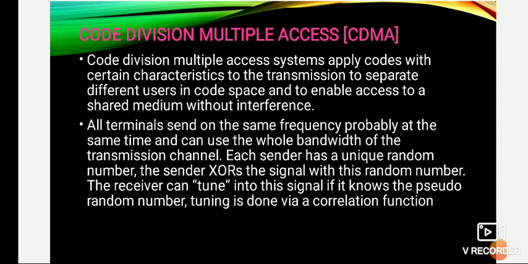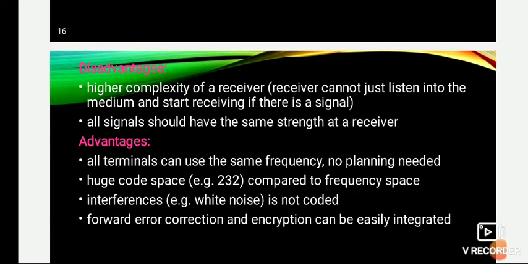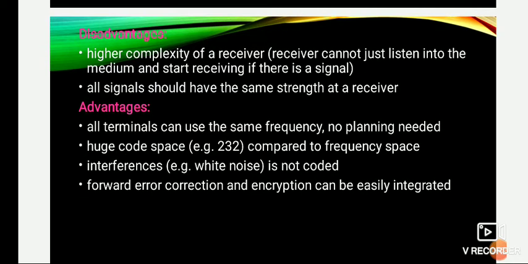The sender spreads the signal with the random number. So the receiver can tune its signal if it knows the pseudo random number. Tuning is done via a correlation function. The disadvantage here is higher complexity of the receiver. That is, the receiver cannot just listen into the medium and start receiving if there is a signal. All the signals should have the same strength at the receiver.